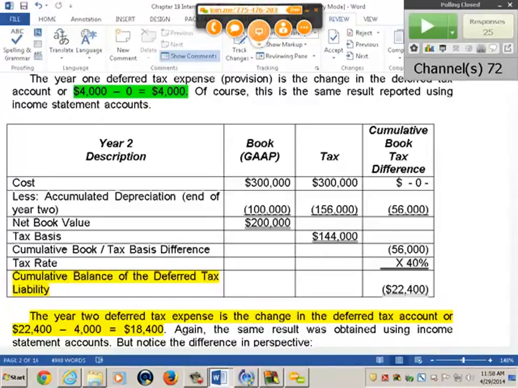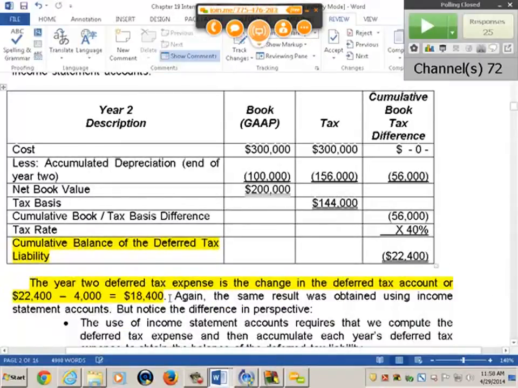Well, I have a liability because I'm going to have future taxable amounts. I'm going to lose tax deductions because the asset is lower in terms of its basis. So the difference between the two is that the balance sheet approach is going to focus on the liability, and then you have to take the change, which is right here, to get the provision. So again, nothing tremendously difficult, but just a different approach.